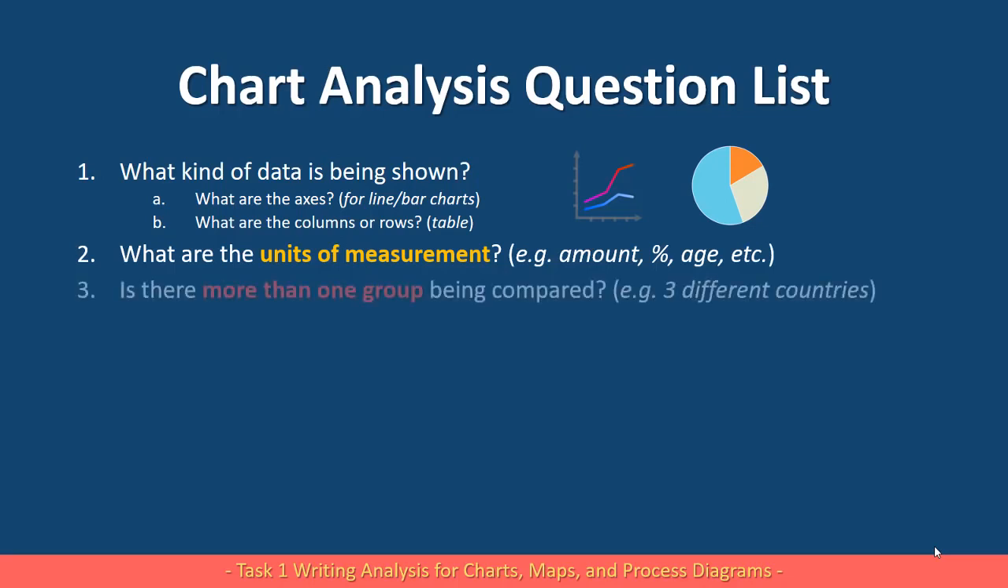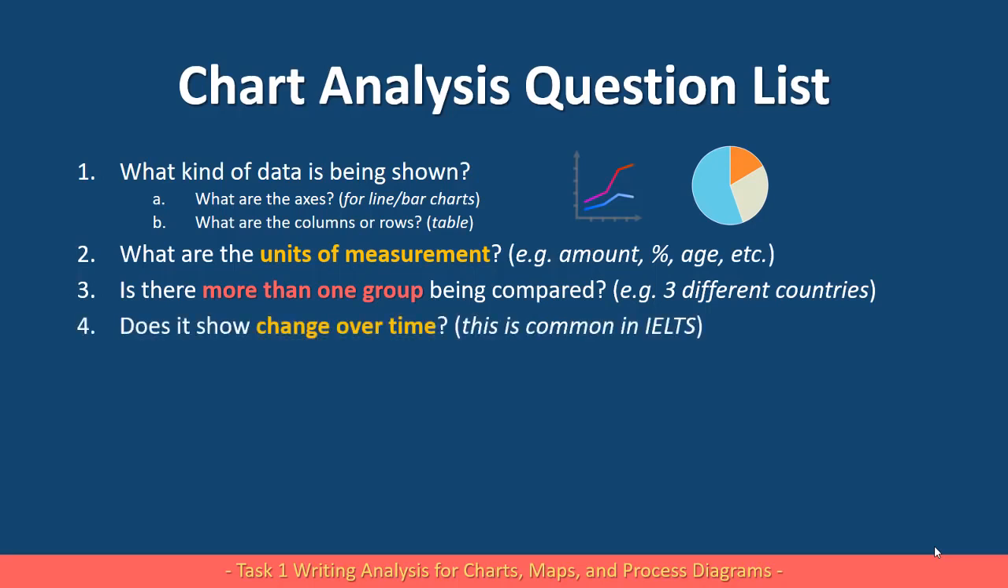All right? Next, is there more than one group being compared? For example, sometimes there are 3 different countries being compared in one chart. You need to make note of this. Next, does it show change over time? Do we have time, or are there multiple charts? This is very common in IELTS, so you need to be careful to notice if it shows change over time.